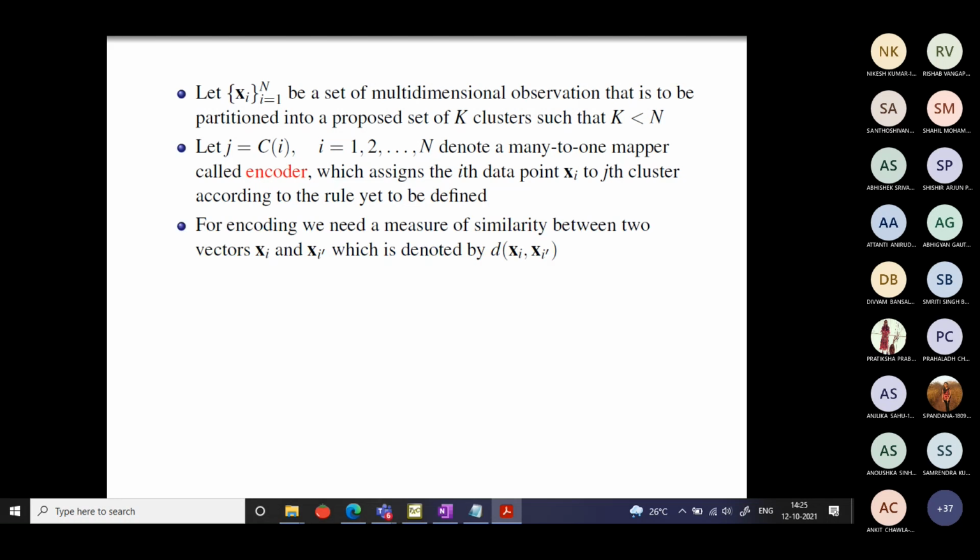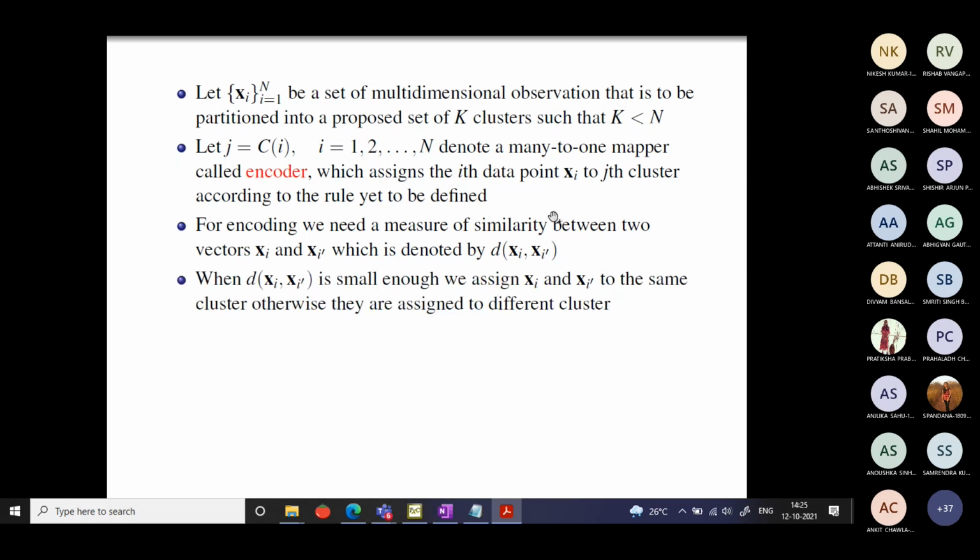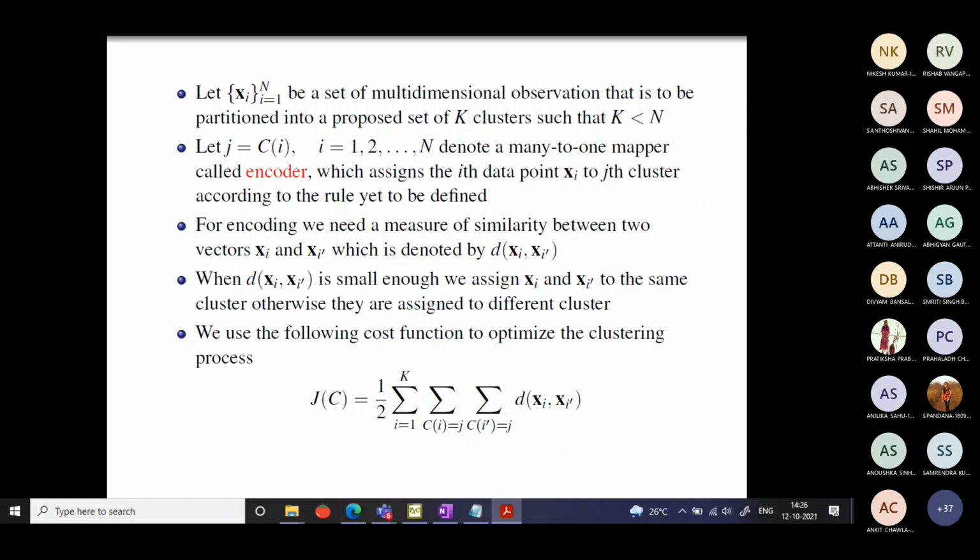So for encoding, we need a measure of similarity between two vectors, let's say xi and xi prime, which we denote by d. And we know that when d is small enough, we assign xi and xi prime to the same cluster. Otherwise, they are assigned to different clusters. So this is normally what you do. Now we'll see soon what this d is, which you have already seen.